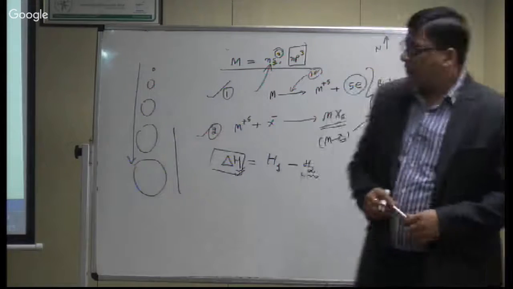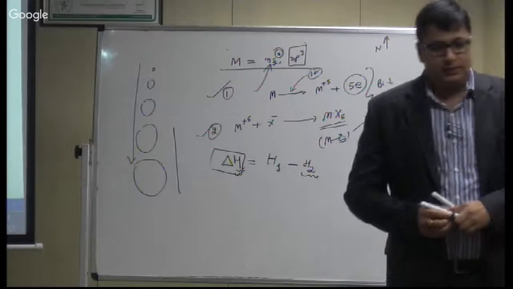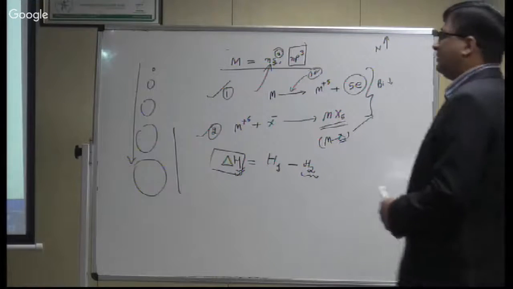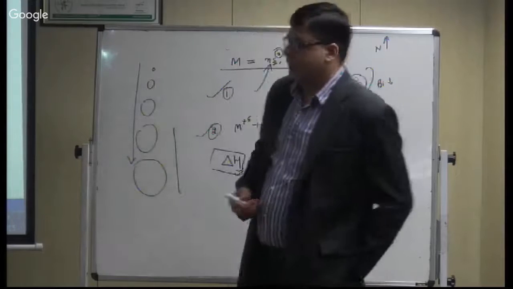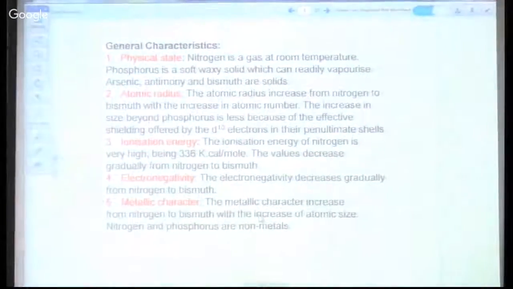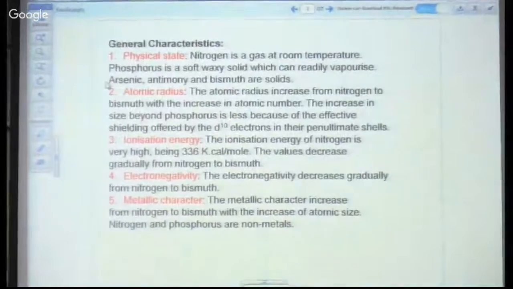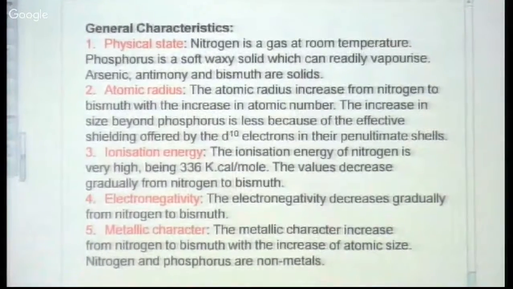Okay. See now the first chemical property. Can we change the slide? These are general characteristics of nitrogen family. First is the physical state. Physical state of nitrogen. As we know that nitrogen is unable to form a polymerized form or metallic bond. And nitrogen has the most stable form due to the formation of 3 bonds.